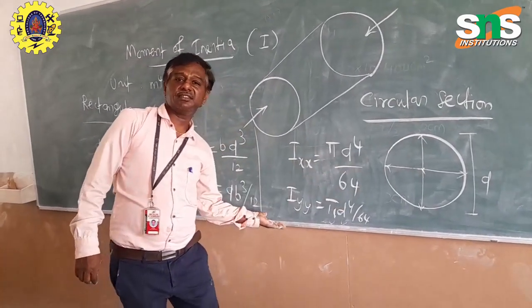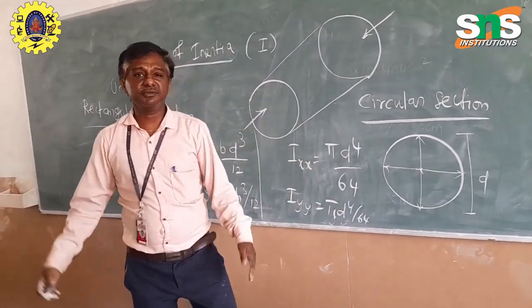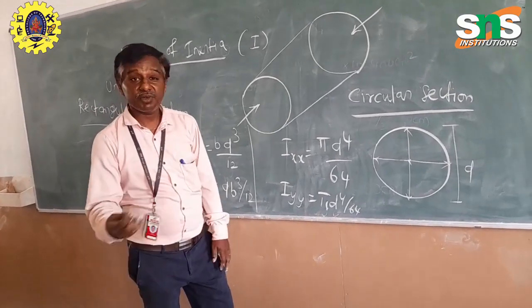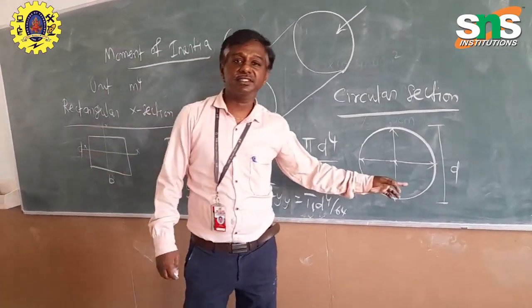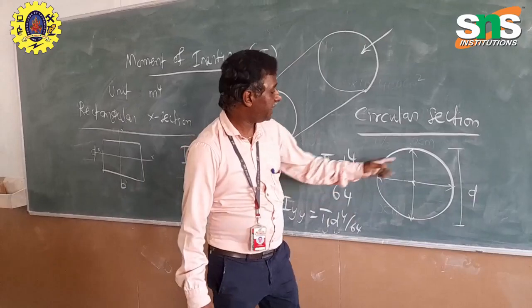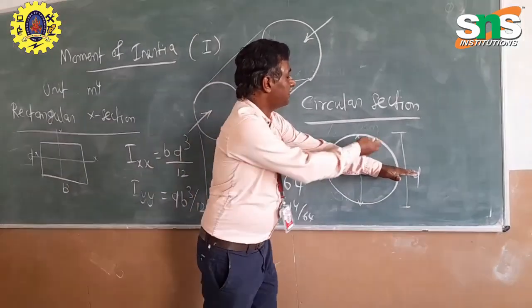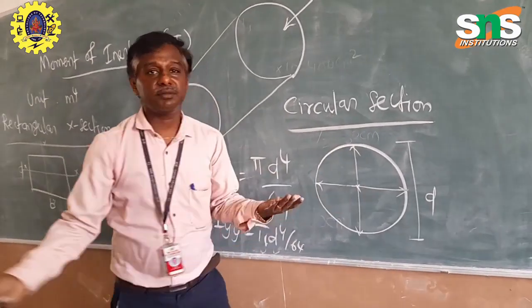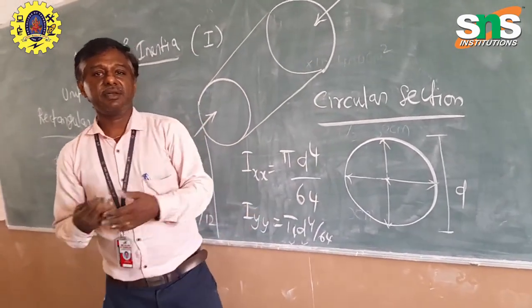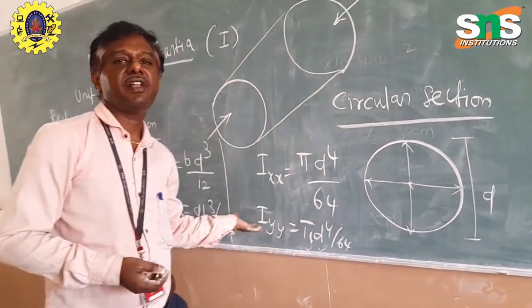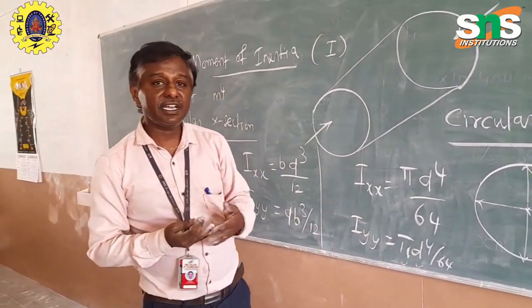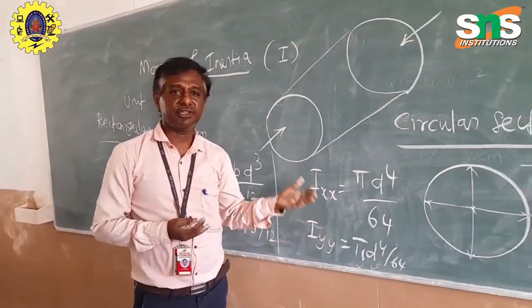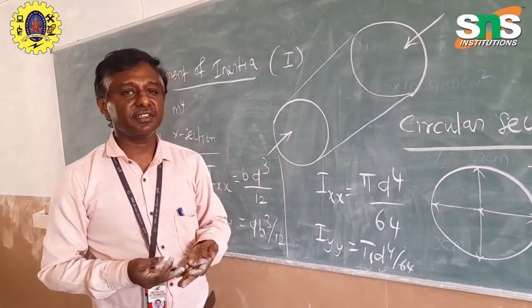The same thing holds for the y axis. How is it possible? It is possible since the circle is symmetrical in all directions. If you take it horizontally, it is a semicircle, and vertically, left and right, both are semicircles only. So the diameter is the same. We will have the same moment of inertia about the x axis and y axis for the circular cross section.